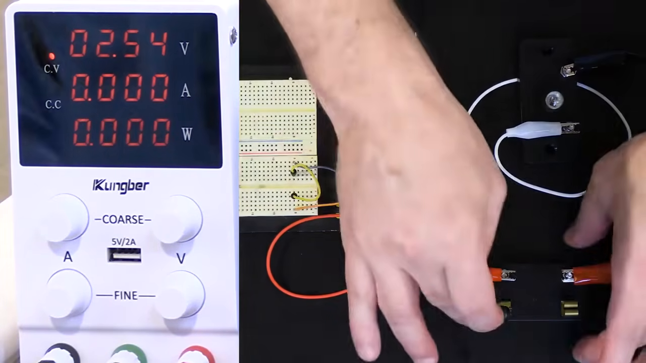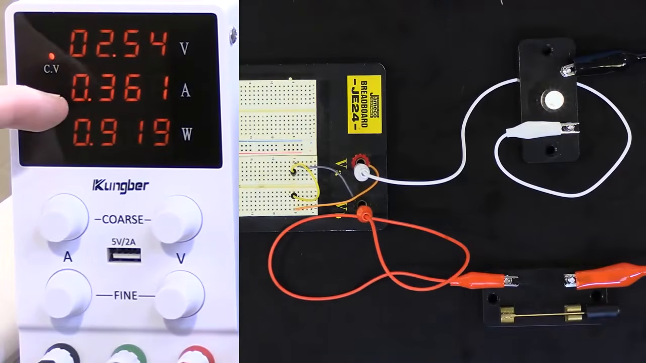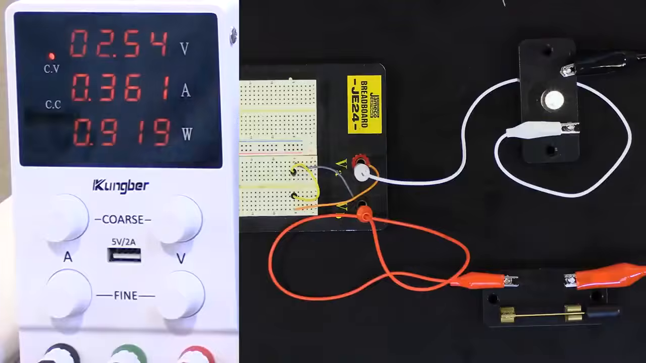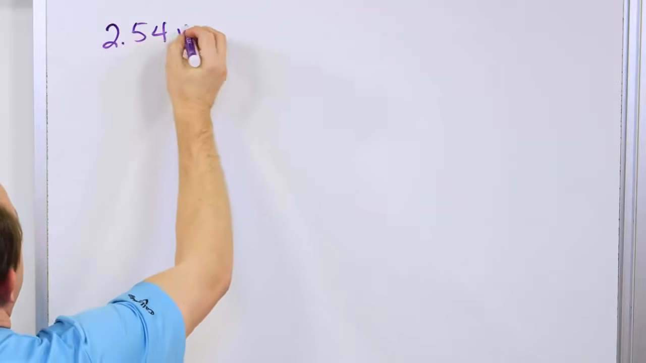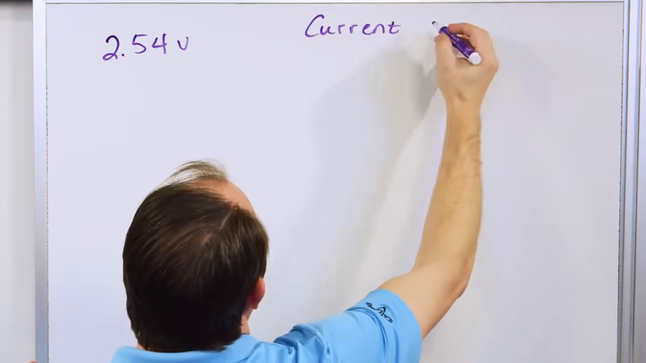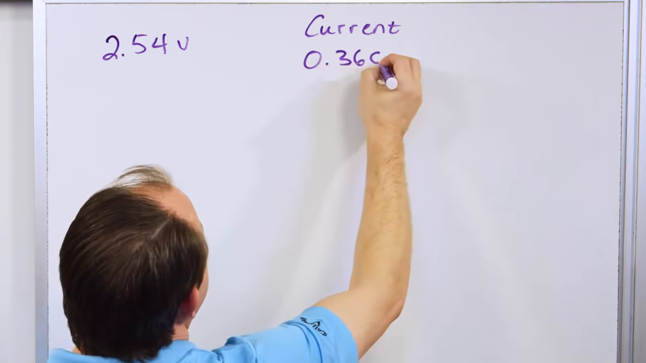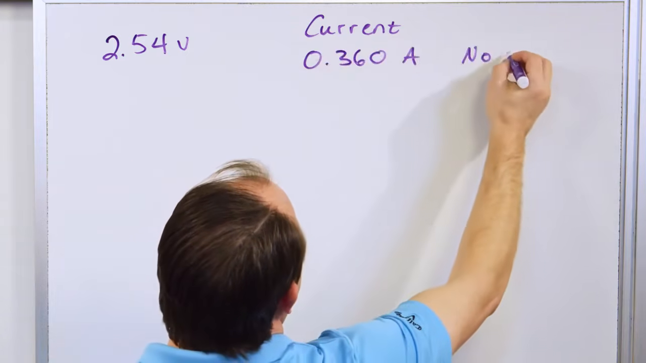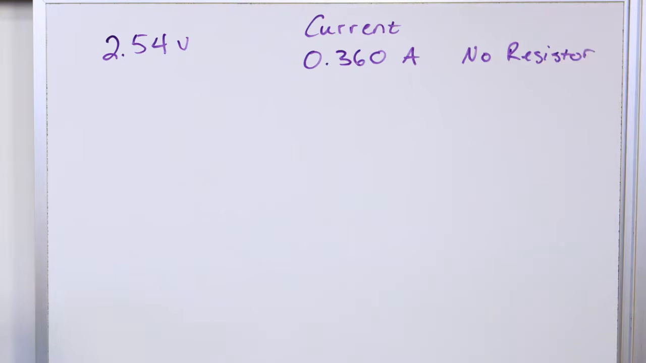So when there was no resistance, right, we turn it on, we had 2.54 volts, we had 0.361 amps. So let's go ahead and write this down. It's 2.54 volts, and the current with no resistance was 0.360 amps, no resistance. Or no resistor in the circuit, all right?